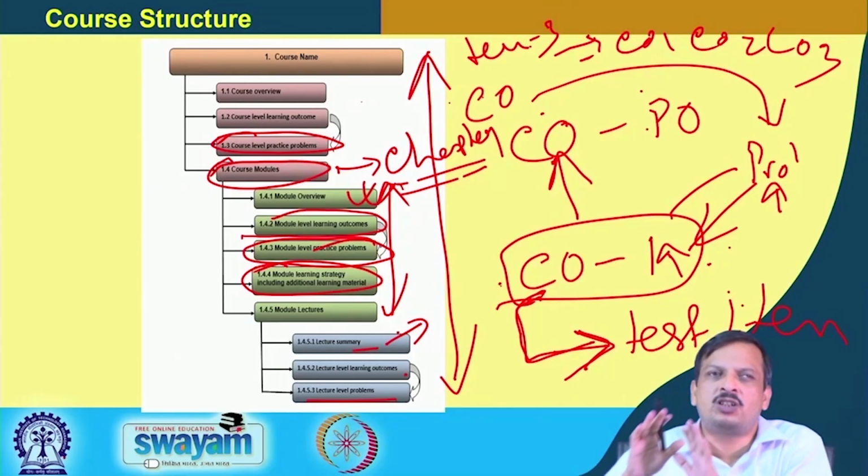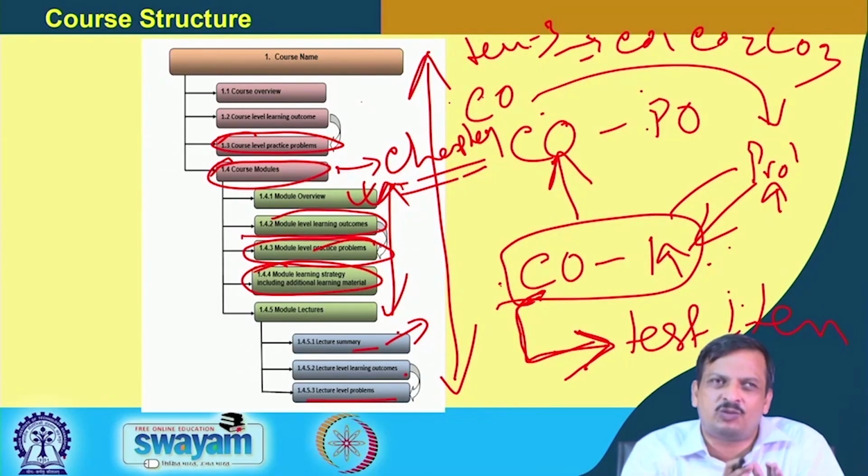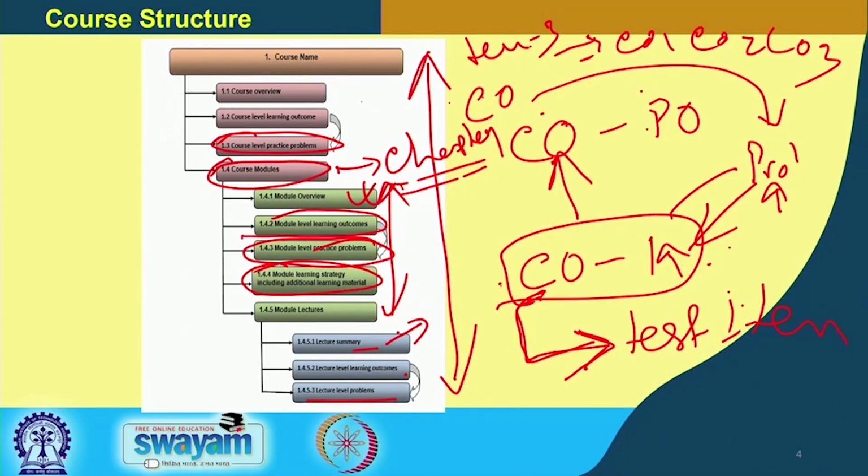So, course outcome, module outcome, lecture outcome. In the next lecture I will discuss what is the difference between the course outcome, module outcome and lecture outcome, and I will also demonstrate the software which is developed and how you develop the entire curriculum using that software.